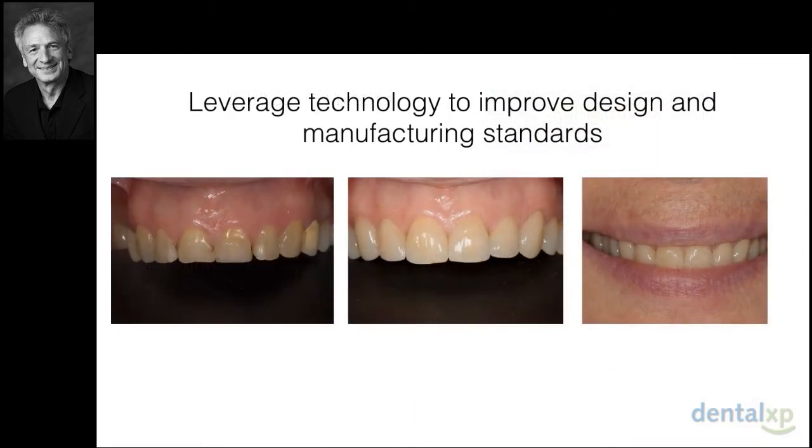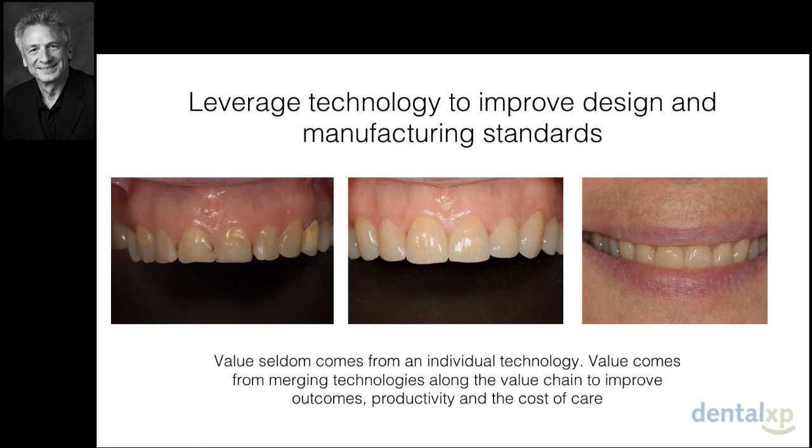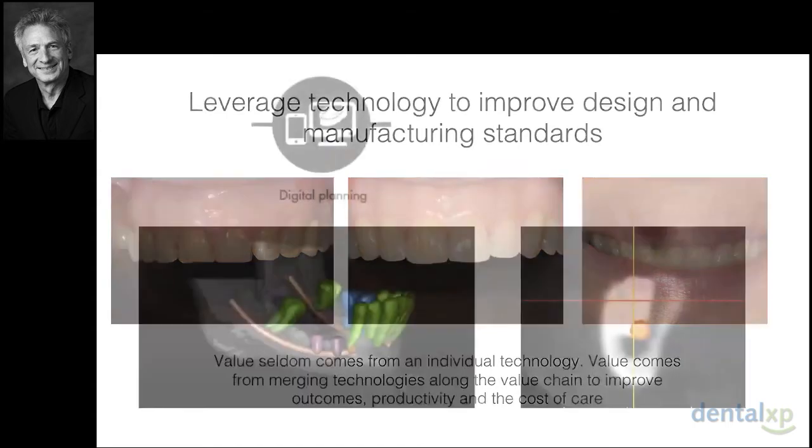So we went through the stage of leveraging technology to improve design and manufacturing standards. But the leveraging of the technology was by the supplier and by the laboratory. So while we are moving towards digital hardware and software in our office, which I'll talk a little bit about, most of our leveraging comes from the way that we work with the laboratory. And from this, you must understand that value seldom comes from an individual technology. Value comes from merging technologies along the value chain to improve outcomes, productivity, and the cost of care.